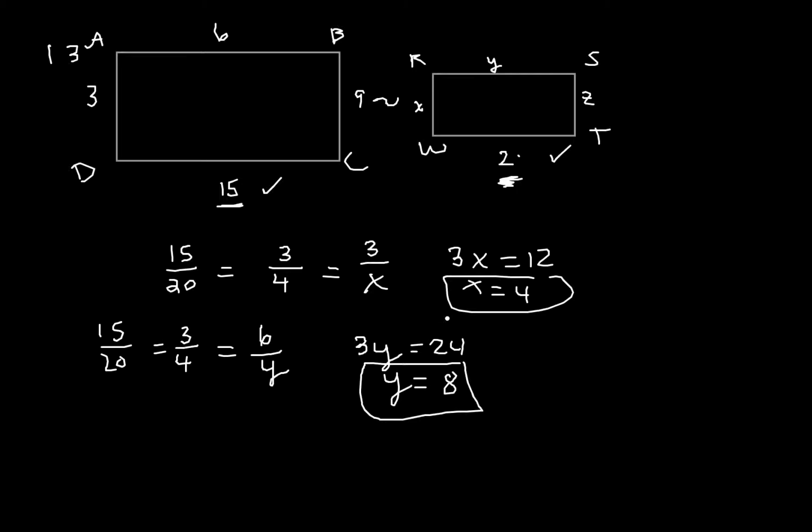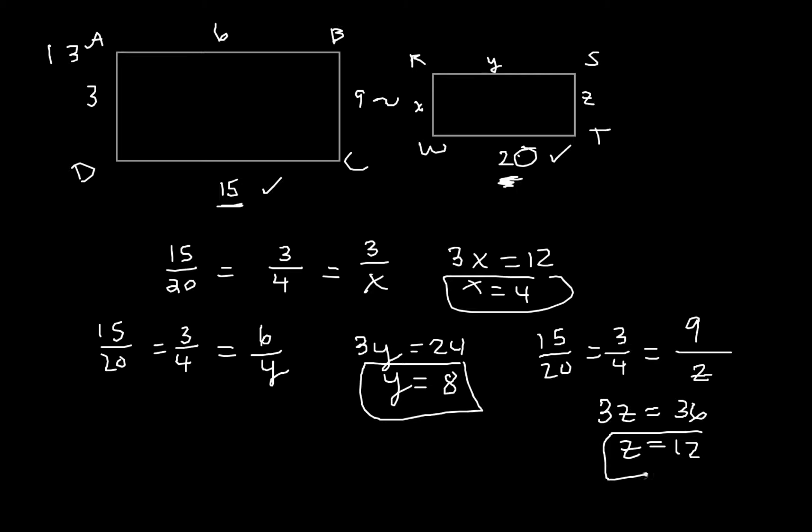And we have one more side to do. We have our 15 over 20. It reduces to 3 over 4. And we have to get our z. The z goes with the 20. So z goes down here, and the 9 goes here. Cross multiply, 3z equals 36. Z equals 12. All right, these are pretty simple. I think we did these like in Algebra 2 somewhere along the way.